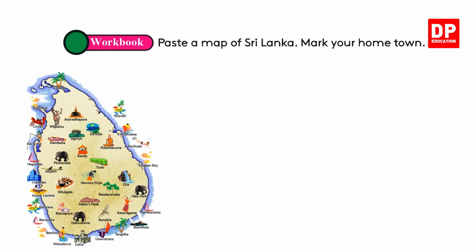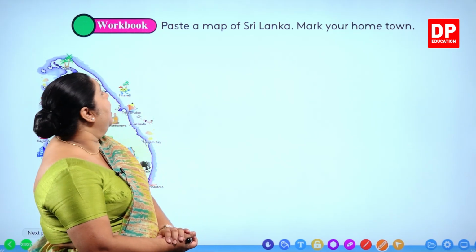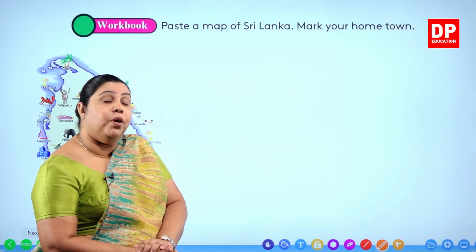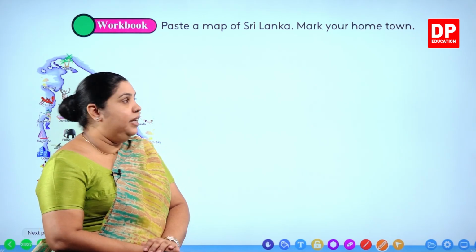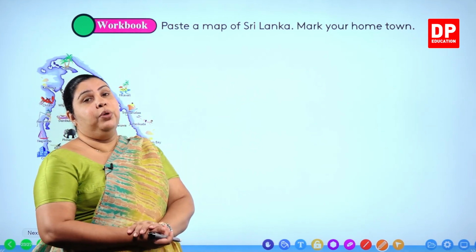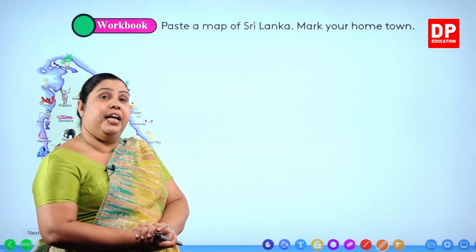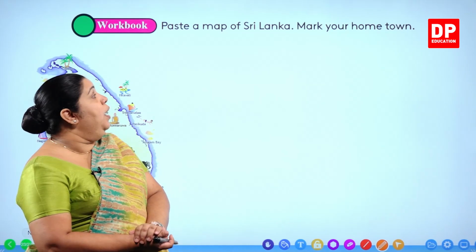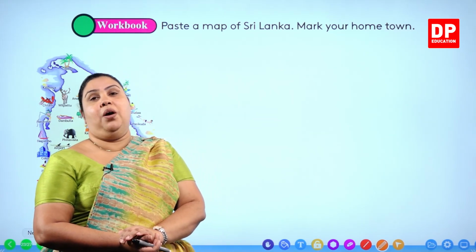Then, right. In your workbook, here you have a little activity to do. Paste a map of Sri Lanka. Paste means to stick a map of Sri Lanka in the space given in the workbook. Paste a map of Sri Lanka. Then what should you do? Mark your hometown.